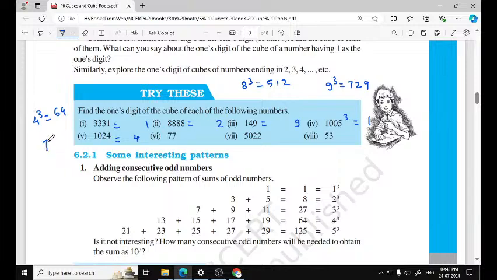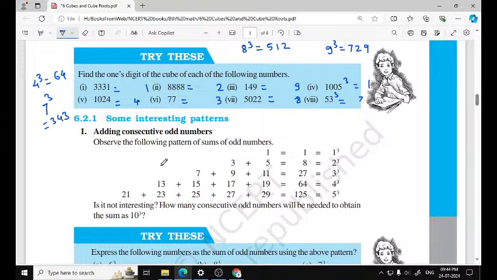In this number the end digit is 7 and 7 cube is 343, so the end digit will be 3. Here the end digit is 2 and 2 cube is 8, so the end digit will be 8. For 53 cube, the end digit is 3 and 3 cube is 27, so the end digit of this number is 7.